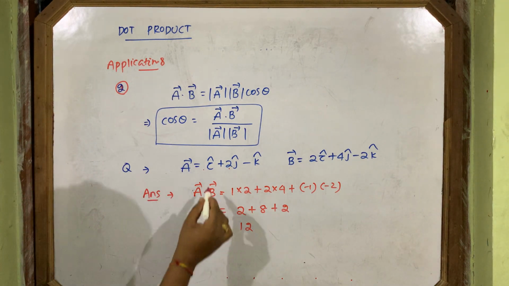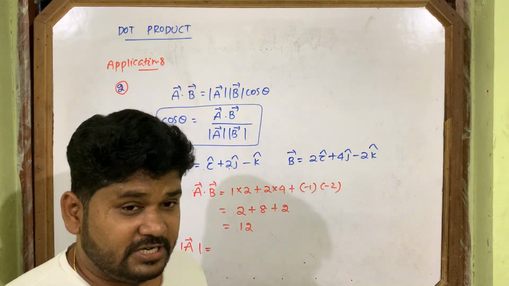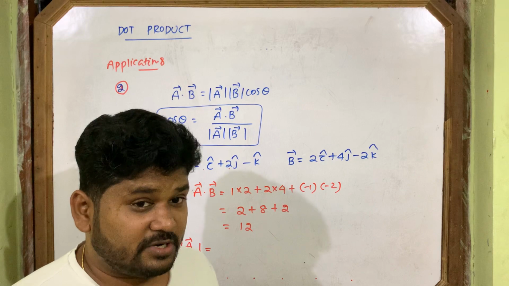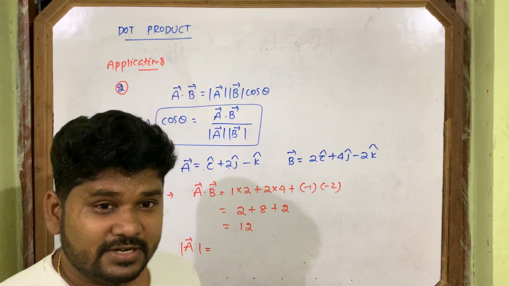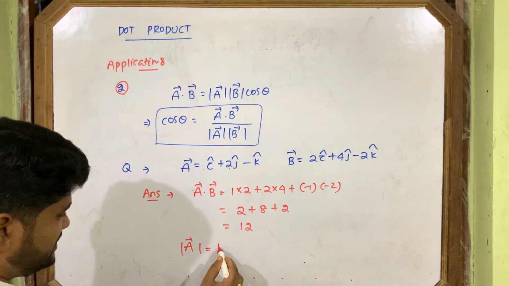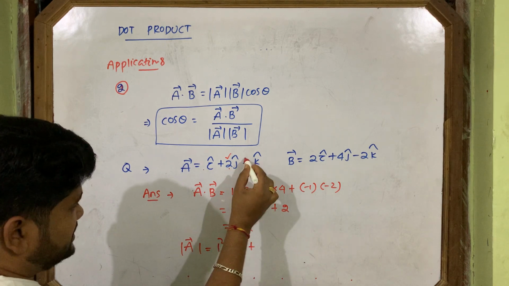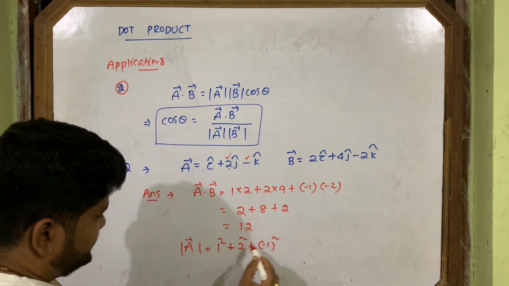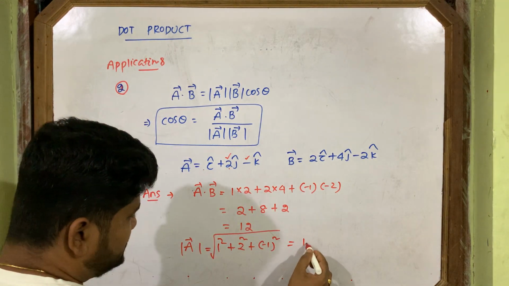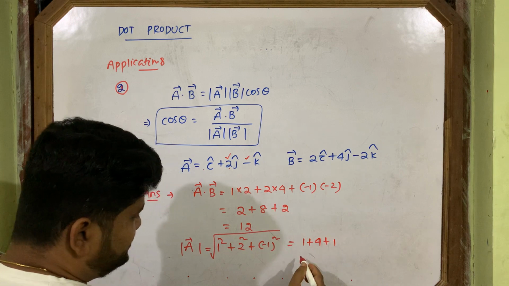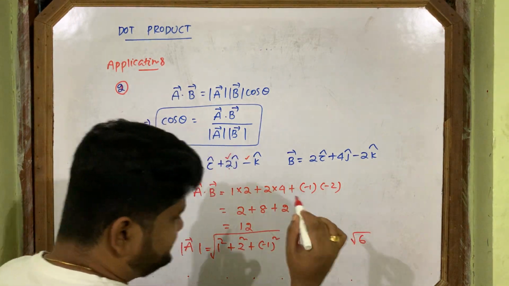Then find the mod of a. How much is the mod of a? You know how to find the mod of a vector. If it is in terms of i cap, j cap, k cap, what is the mod of the vector? It is the square root of x square plus y square plus z square. So what is coming? This is 1 plus 4 plus 1, so it is coming root 6.